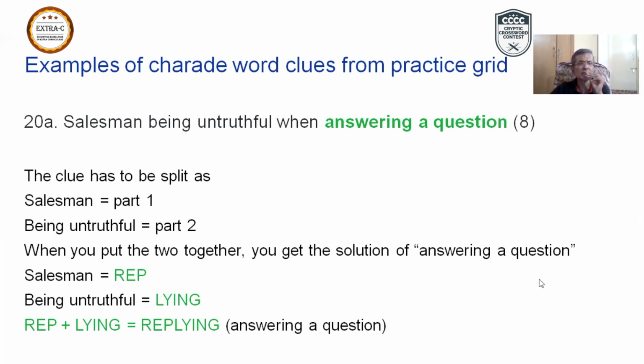How do you do that? Now, what is a salesman? Salesmen, we typically call them sales representatives or sales rep or rep, just for short. So a salesman is REP. Now, being untruthful is lying. If you are lying, you are being untruthful. And if you put rep and lying together, what do you get? You get replying, which means answering a question. So that's how you take the answer, split it into 2 parts, and you are given a clue for each of the parts.